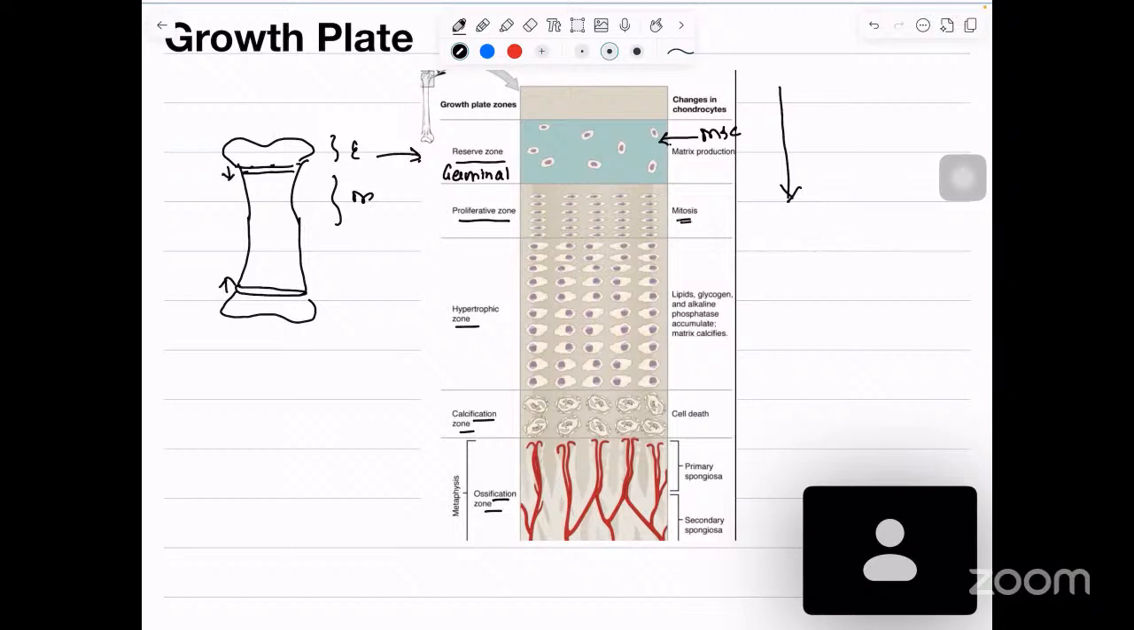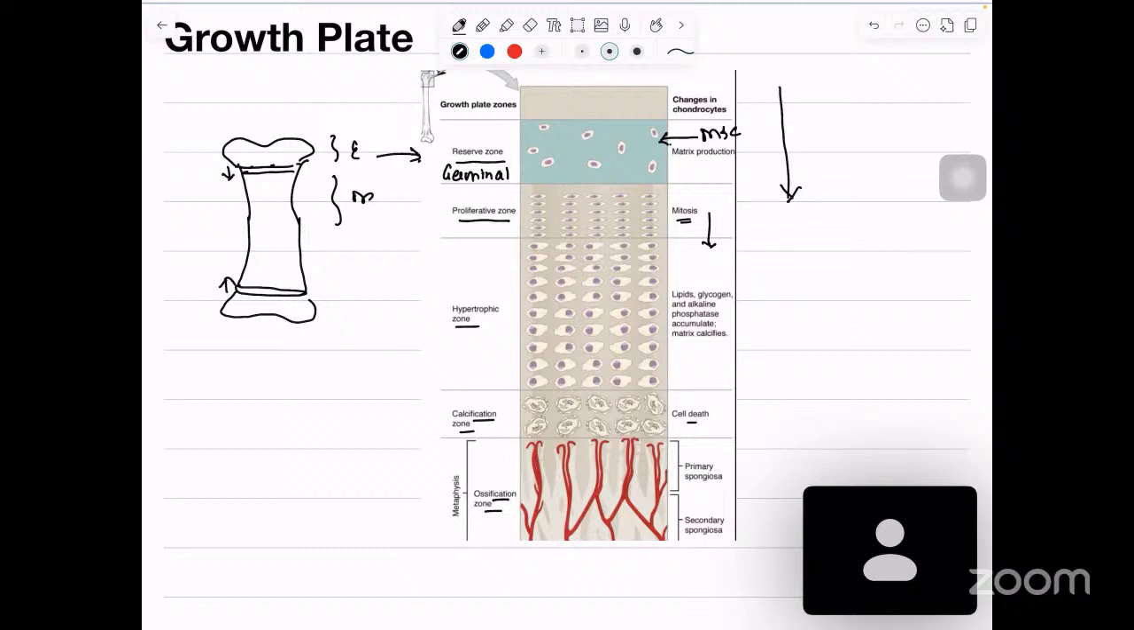It starts to proliferate cells. Mitosis மூலமா என்ன பண்ணும்? Mitosis is cell division, right? So there will be mitosis and multiple cells will be formed. After that, the cells will undergo hypertrophy. Hypertrophy is a cellular size increase. Inside the cell, those lipid, glycogen, alkaline phosphatase, all these things get accumulated. Okay, after this these cells get necrosed. There will be cellular death at the calcification zone, which in turn ossifies.